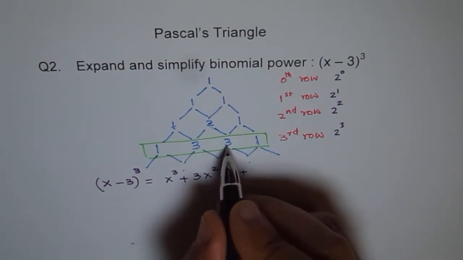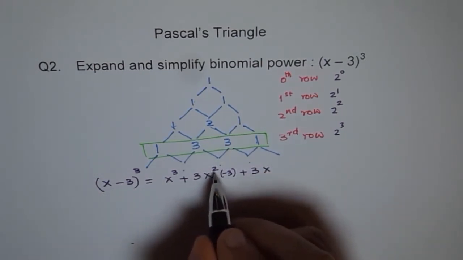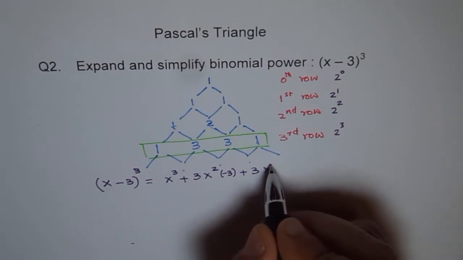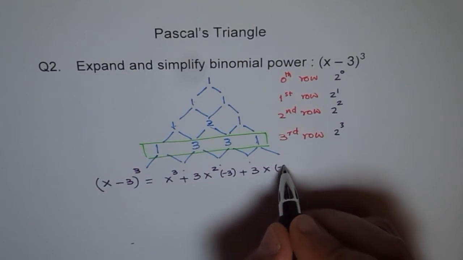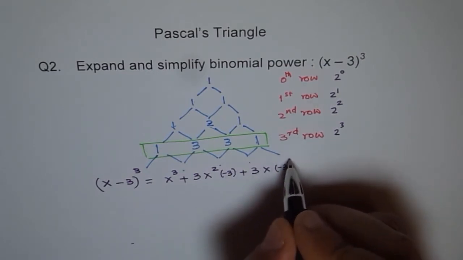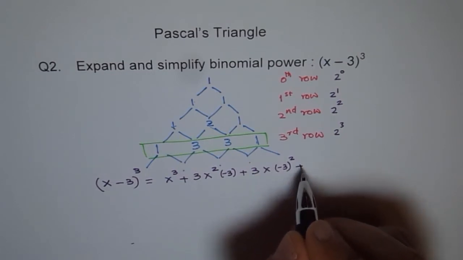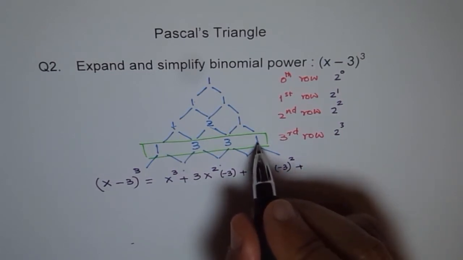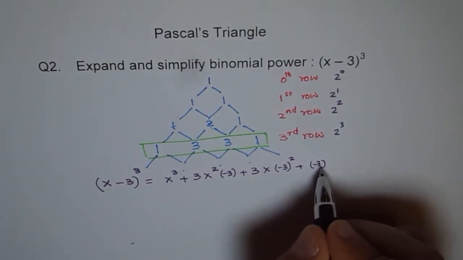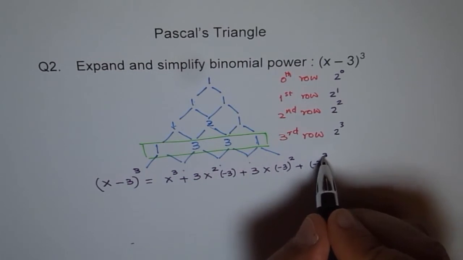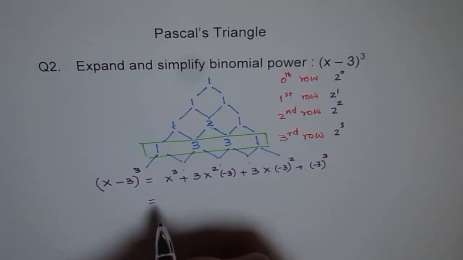Next term will be, coefficient is 3 for us. Here we write x. Degree of x decreases further by 1, so it becomes 1. But degree of minus 3, the second number here, increases. It becomes 2 instead. So 2 plus 1 is still 3, right? Plus the last term for us, coefficient is 1. No need to write 1, but the degree of this term should be 3. So we get minus 3 cubed here. Do you see that?